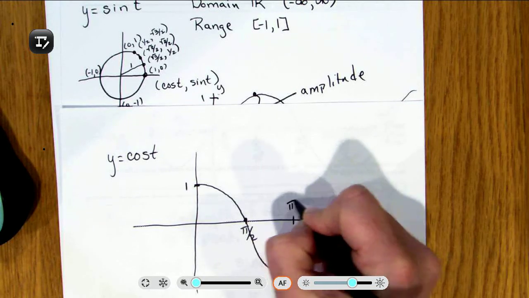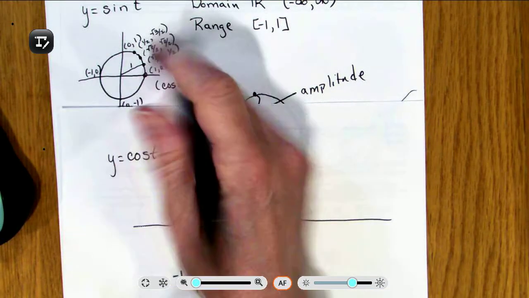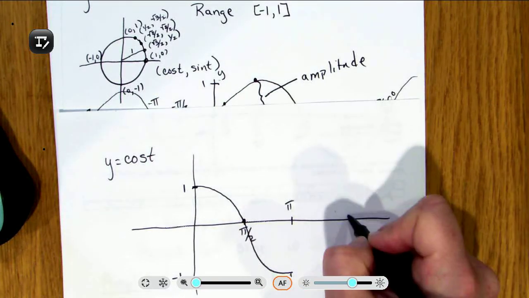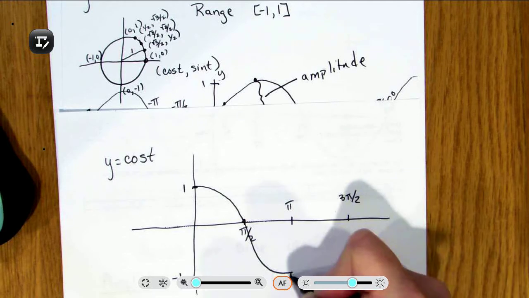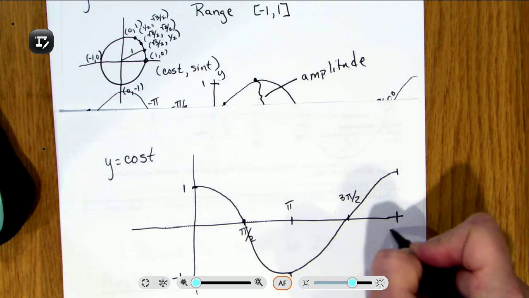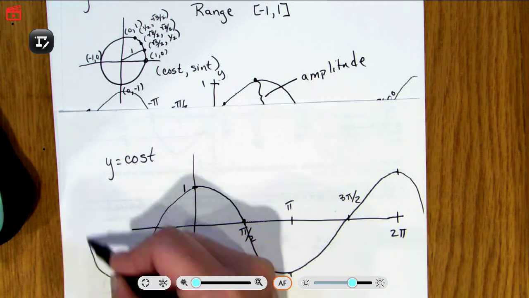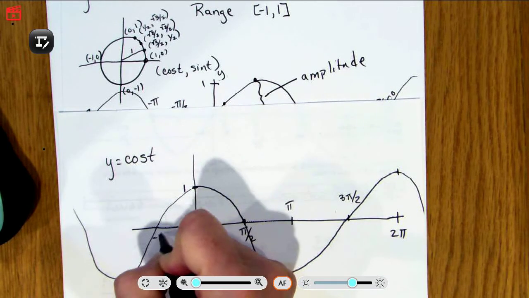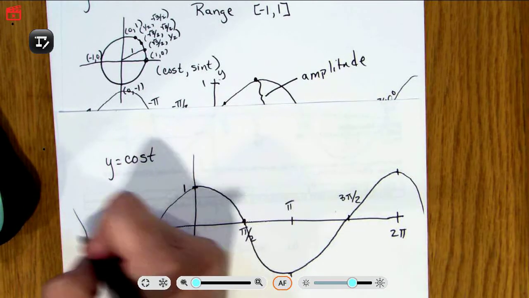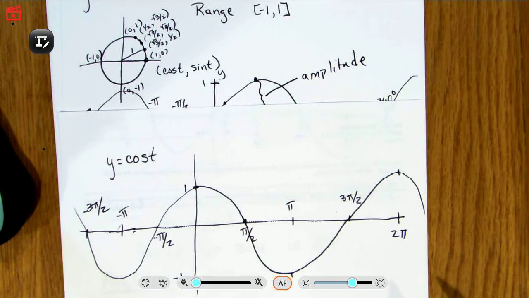So when we hit pi, we're going to be down at -1. And then we'll start coming back up. This point here was 0, -1, so our cosine is 0 at 3 pi over 2. Whoops, I missed a little bit. And then it'll come back up to 1 when we hit 2 pi. And then it will continue to go on in both directions. So here is my negative pi over 2, a negative pi, negative 3 pi over 2, and so on and so forth.